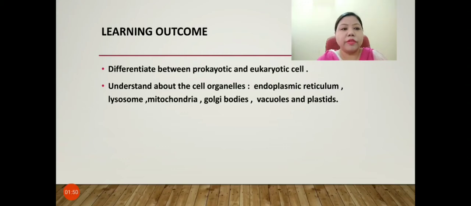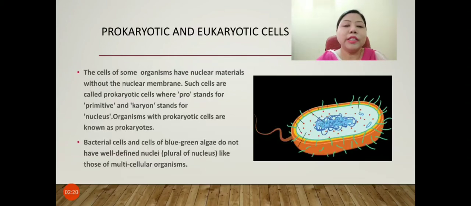After today's class, you will be able to differentiate between prokaryotic and eukaryotic cells. You will also be able to understand the different cell organelles, that is the structures which are present in the cytoplasm. We will be discussing the endoplasmic reticulum, lysosomes, mitochondria, Golgi bodies or Golgi apparatus, vacuoles and plastids. So let us first look at what prokaryotic and eukaryotic cells are.